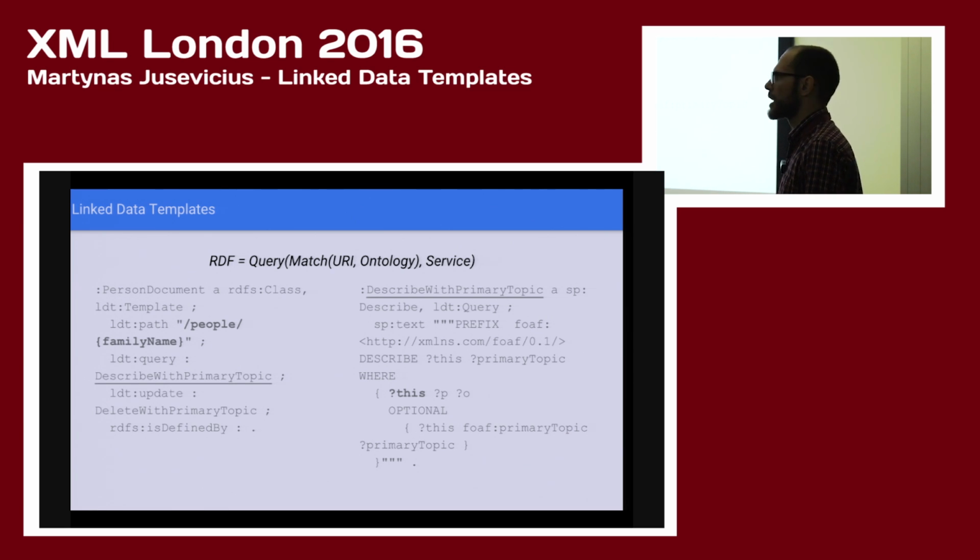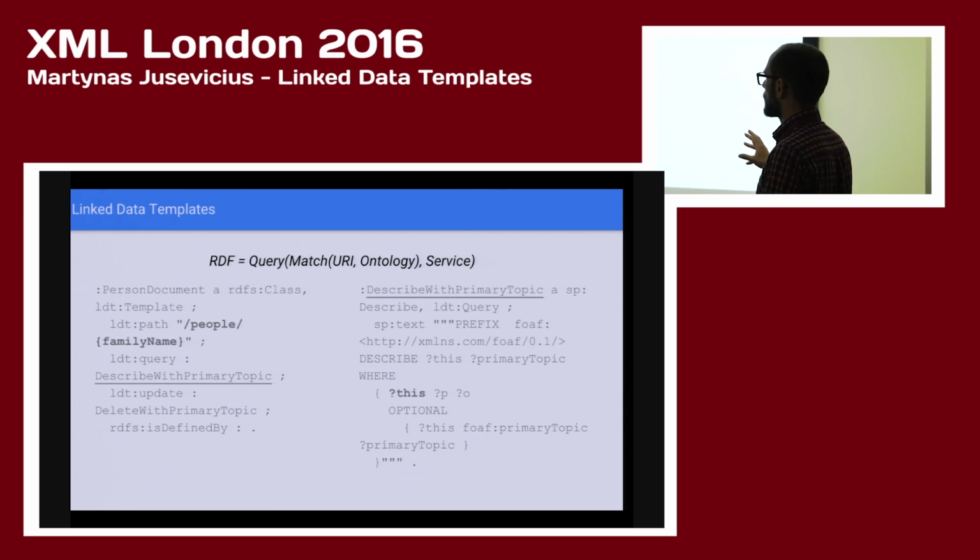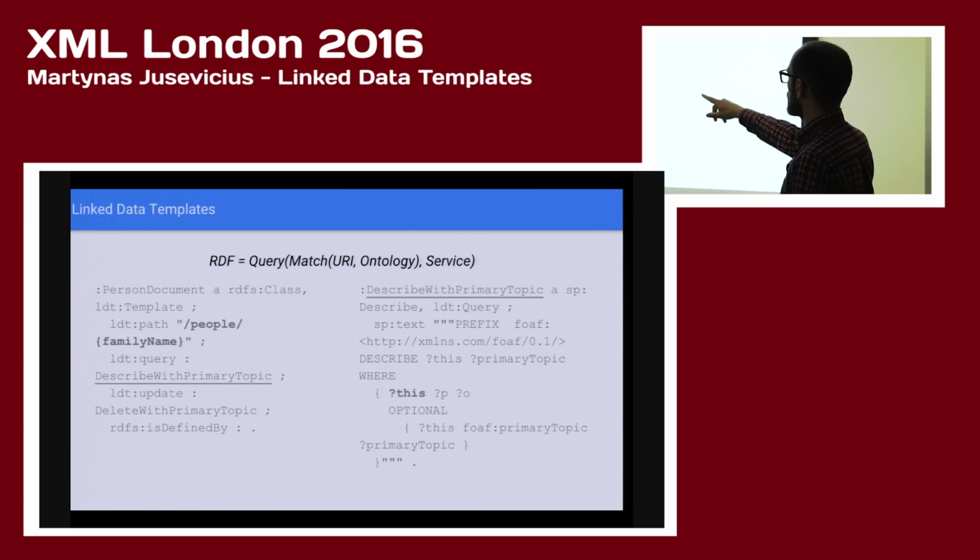JAX-RS is the Java RESTful API or something like that. So let's say the request URI matched this template. Then we go to the query value, the second property, which is the LDT query. And there we have some query defined, which is the query here on the right side. And the query is encoded using SPIN syntax, which is, I don't know, do you know SPIN, any of you? SPIN RDF?